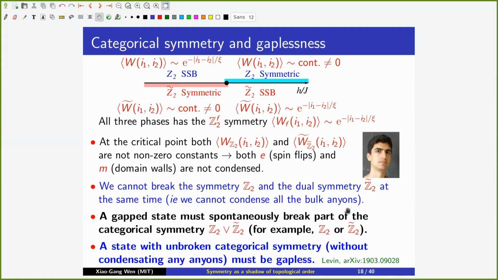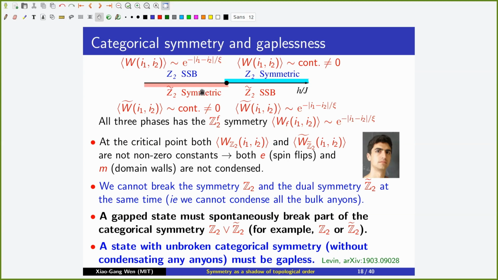Okay, so this is the picture I just described. The main thing is that we have this symmetry breaking state for the symmetry and the dual symmetry, etc. But spontaneous symmetry breaking can be measured by the correlation function. It really reveals the long range order.